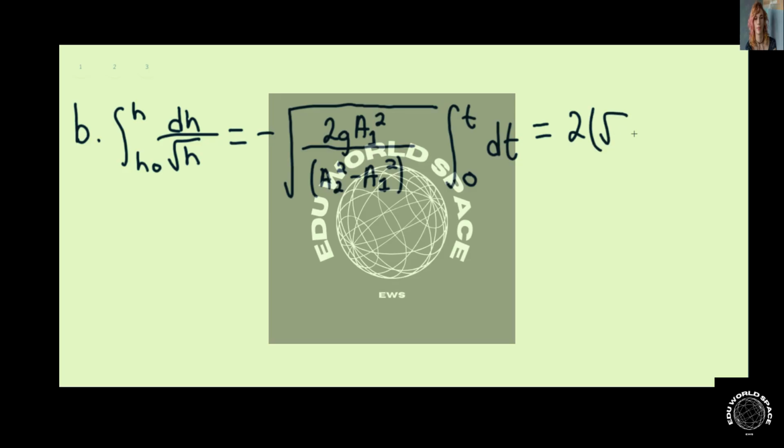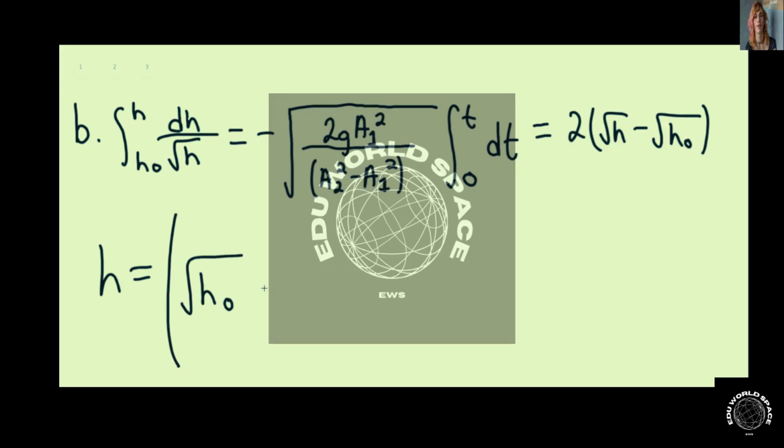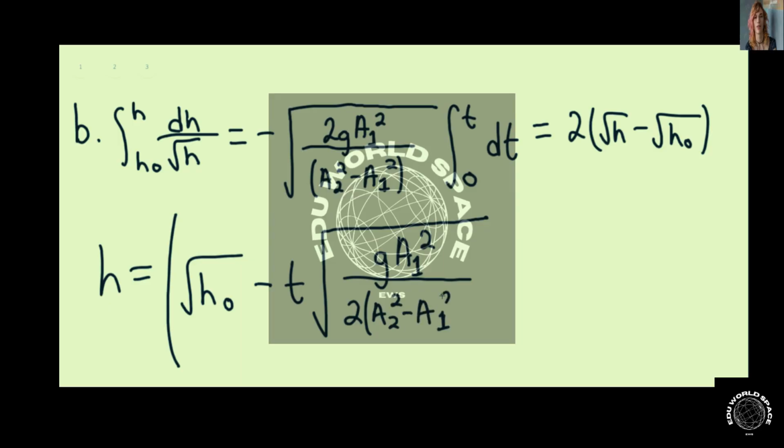And so this is going to equal 2 times radical h minus radical h naught, and then we can solve for h and say that h is then equaling radical h naught minus t times the square root of g a sub 1 squared divided by 2 times a sub 2 squared minus a sub 1 squared, and this entire term would be squared. So this would be our answer for part B.